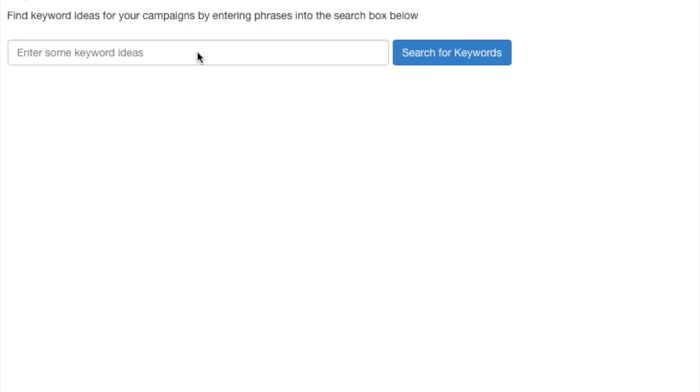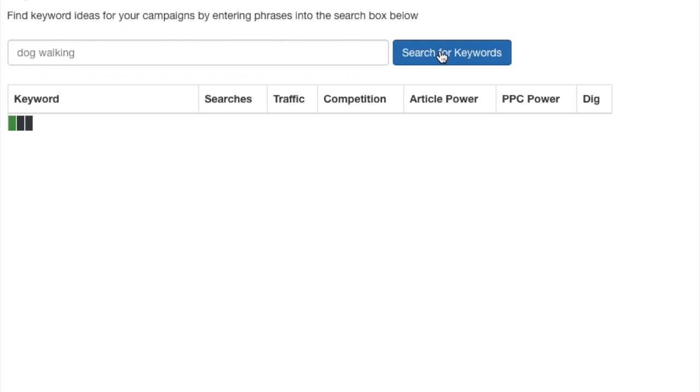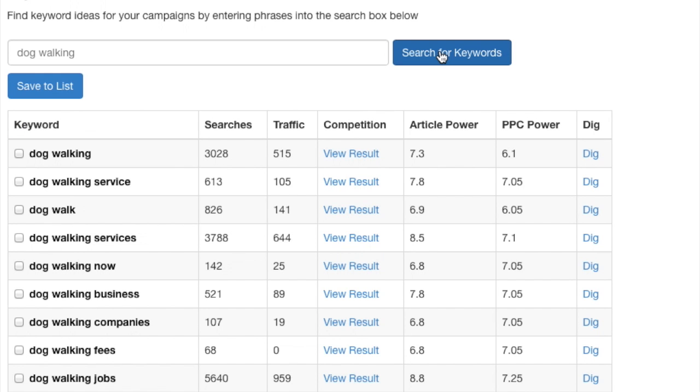So a keyword tool can help me find something that I need. Say, for example, I want to type in dog walking. What I'm looking for here are any keywords that might be useful for me to write an article on. And I'm looking for the number of searches and the amount of traffic at the moment to see whether this would be a good word.